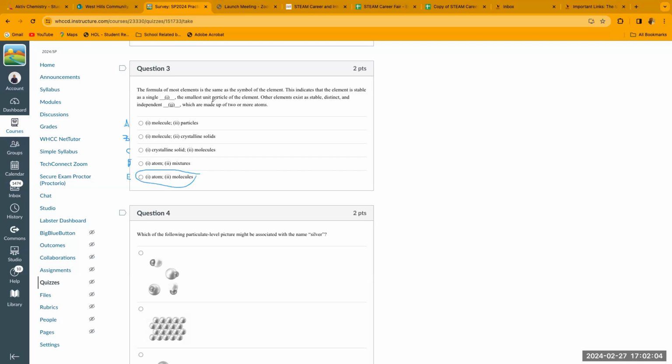So when they talk about the smallest unit particle of an atom, that's typically the atom. I mean, we're talking about an atom. And then the second part is a molecule because it's made up of two or more atoms that are bonded together. Okay, next question.